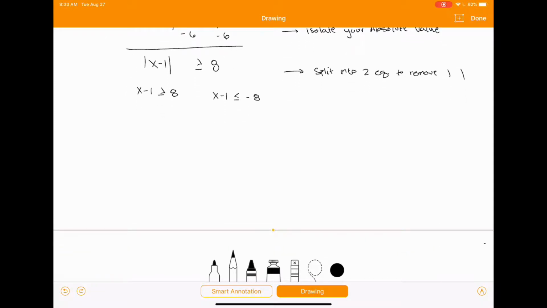All right, and then you just go ahead and do the same thing that we were doing with our equations. You're going to add 1 to both sides, so x is greater than or equal to 9. Add 1, add 1. x is less than or equal to -7.